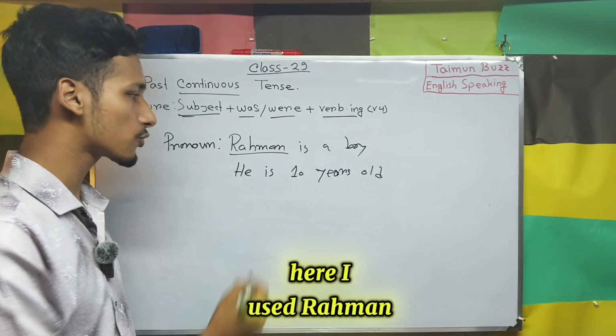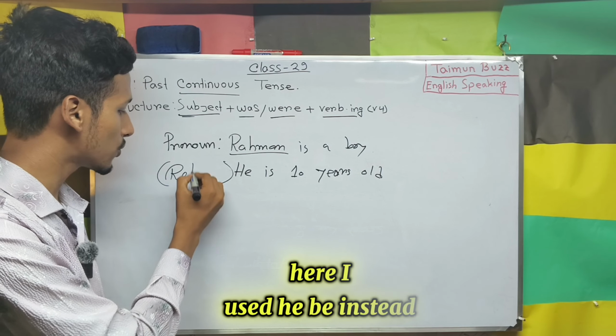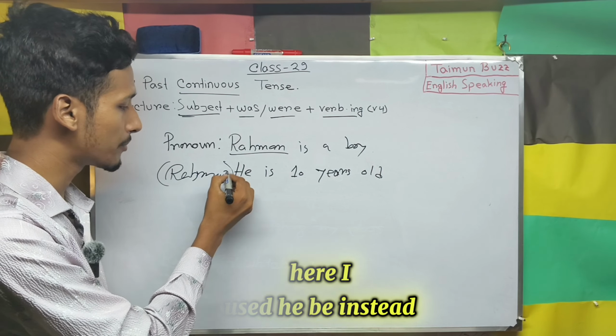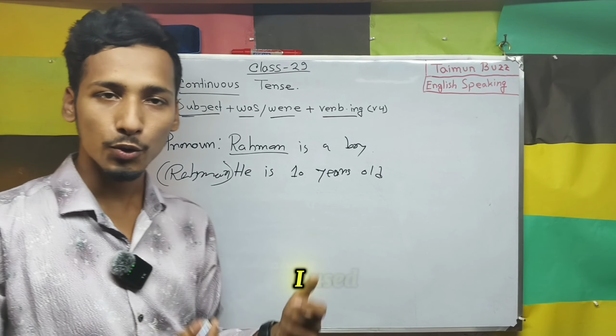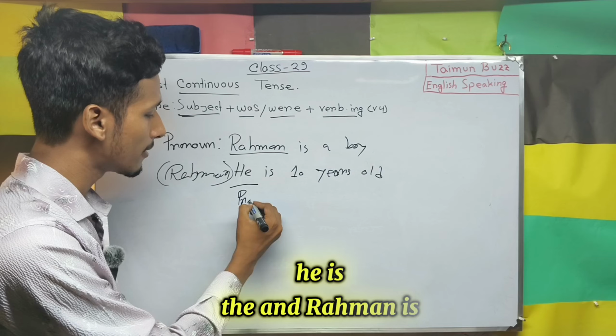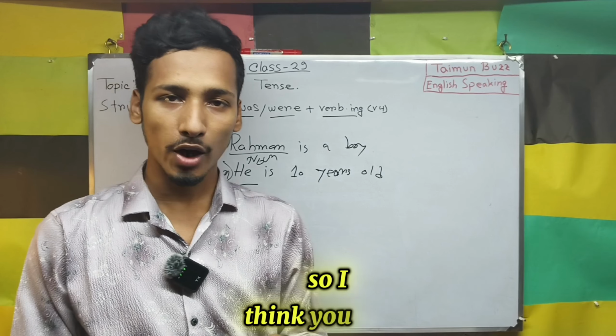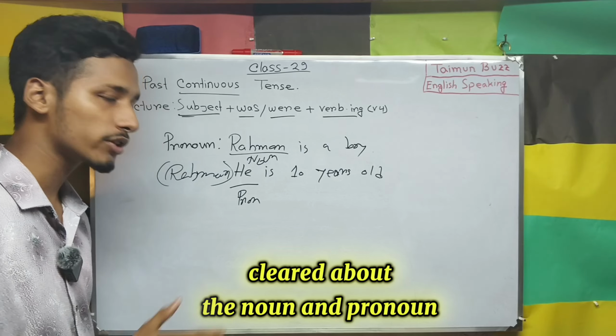Now here I used Rahman, but here I didn't use Rahman. Here I used he. Instead of Rahman, I used he. So here he is the pronoun. He is the pronoun and Rahman is the noun. So I think you have cleared about the noun and pronoun.